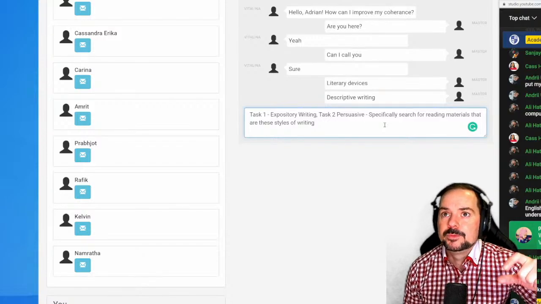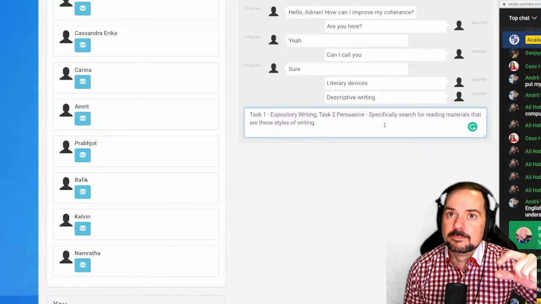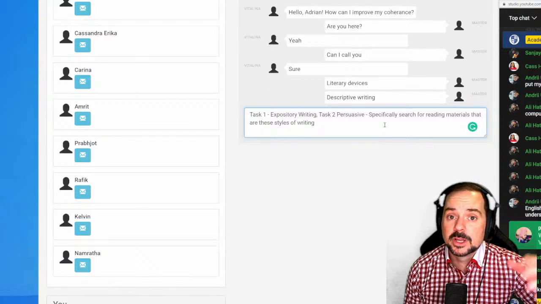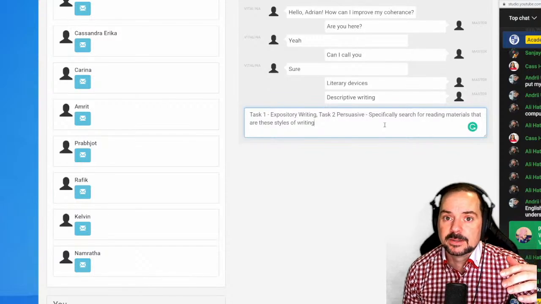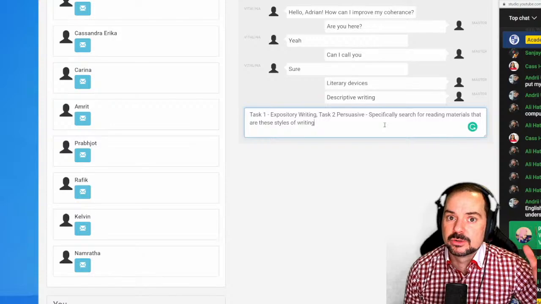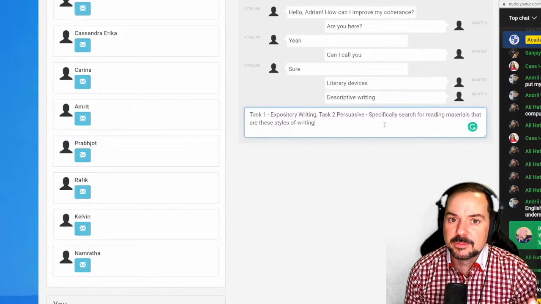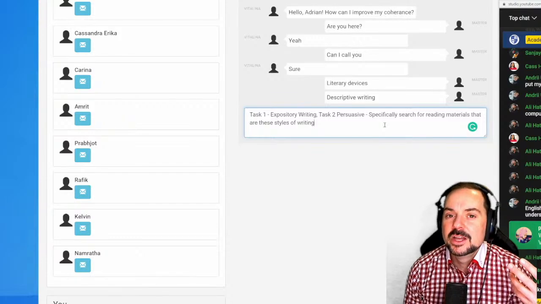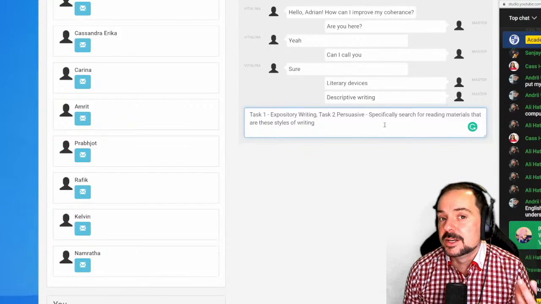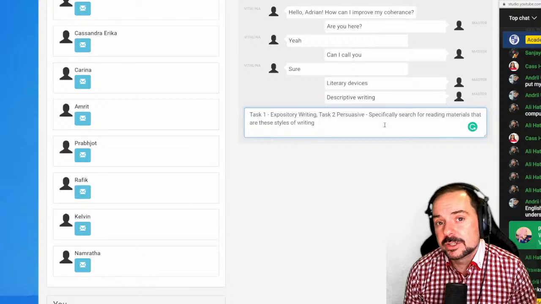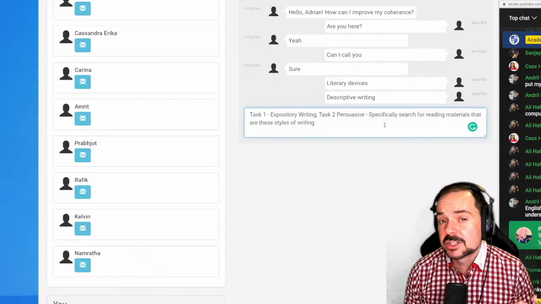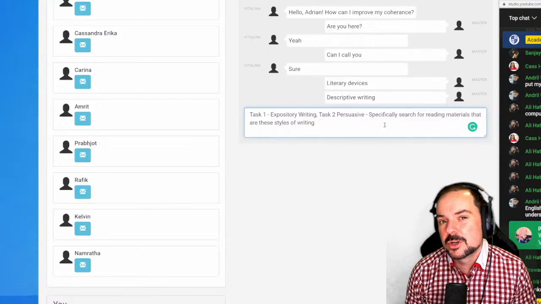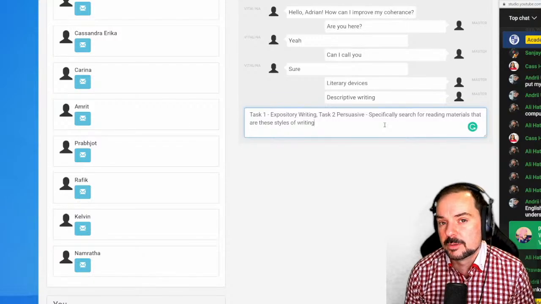So if you're reading a storybook, like a novel that talks about the magical journey of, for example, Finding Nemo. Do you know that cartoon, Finding Nemo? If you're reading a book like that, it's a narrative piece. Now, a narrative piece would help you for Task 1 general letter writing, but it's not going to help you so much for expository or persuasive writing. Does that make sense? Yeah, sure.